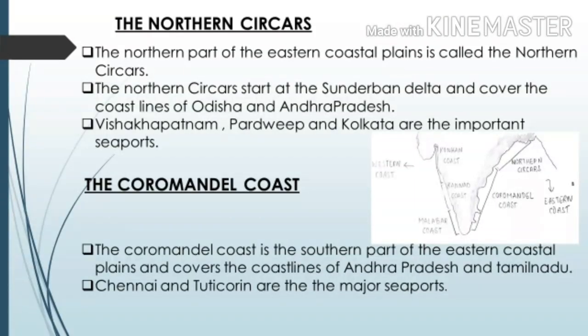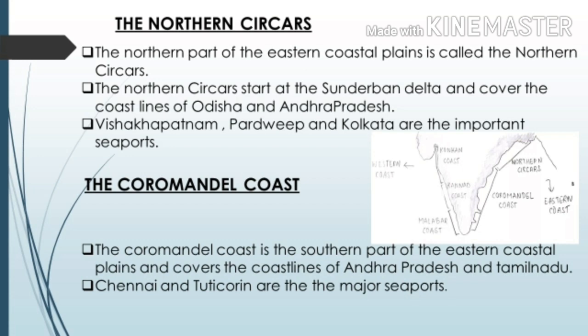The northern part of the eastern coastal plains is called the northern Sircars. The northern Sircars start at the Sundarban Delta and cover the coastlines of Odisha and Andhra Pradesh. Visakhapatnam, Paradweep and Kolkata are the important seaports here. The area is rich as some of the delta parts are also included here. So, the major occupation of the people is farming of rice and sugarcane.